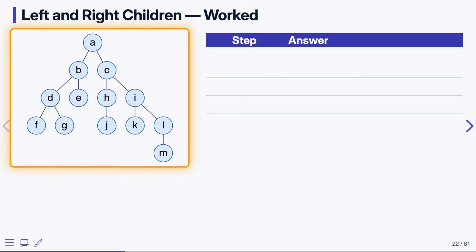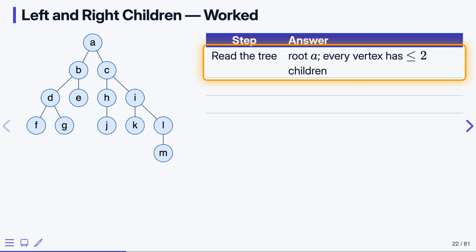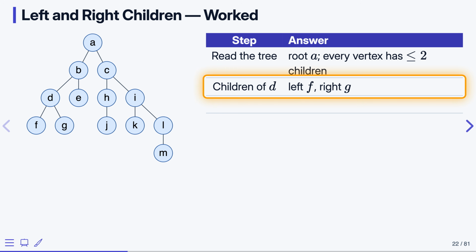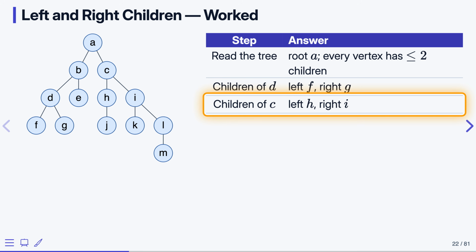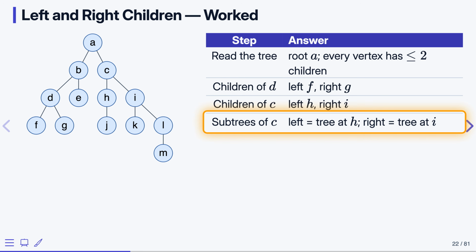Let us read one binary tree carefully. First, read the picture. The root is A. Look along every dot. None of them has more than 2 children, so this really is a binary tree. Now the children of D: the one drawn on the left is F, so F is the left child. The one drawn on the right is G, so G is the right child. Now do the same for C. Its left child is H, and its right child is I. Last, the 2 subtrees of C. The left subtree is the whole tree hanging under H. The right subtree is the whole tree hanging under I.